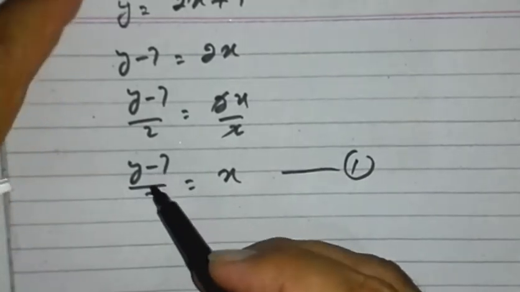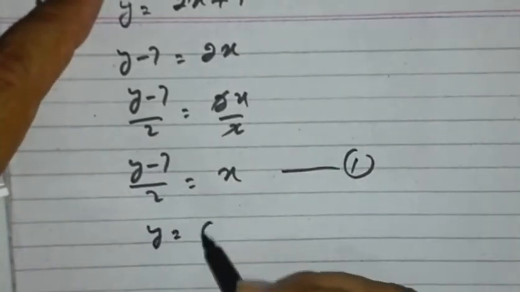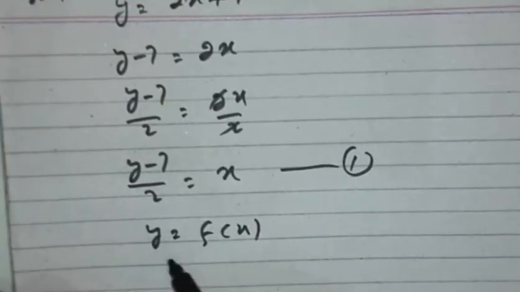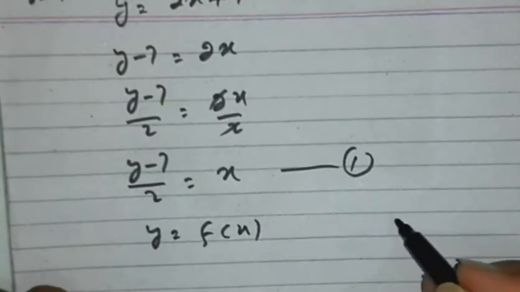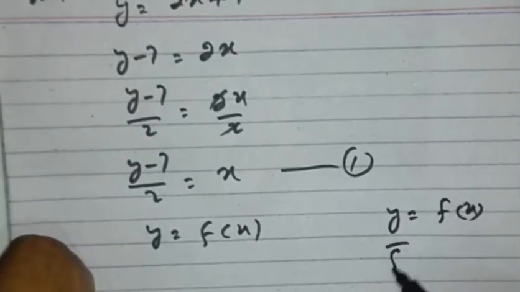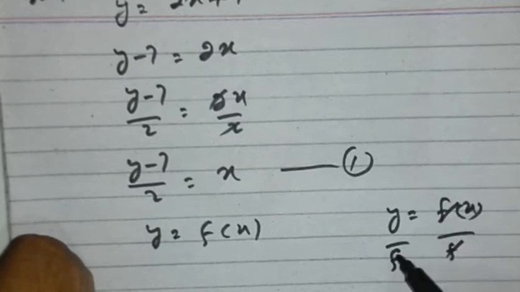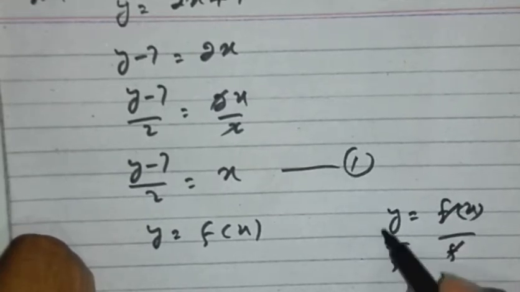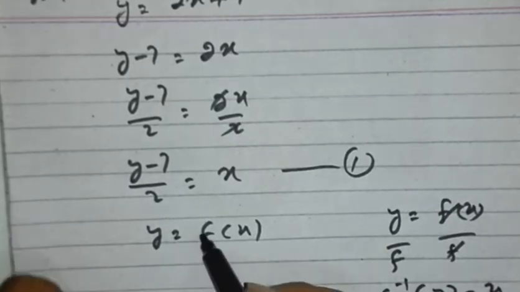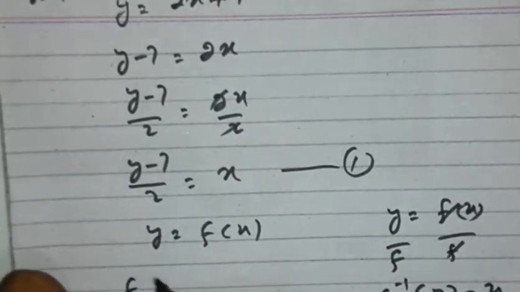We also can write that y equals f of x. Look here, y equals f of x, so shift this f to the left side, and it becomes f inverse of y equals x. So we can directly shift it, and we get f inverse of y equals x.